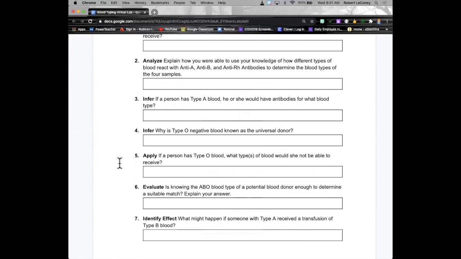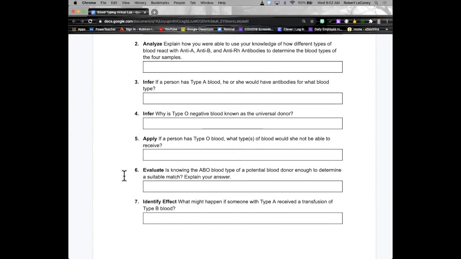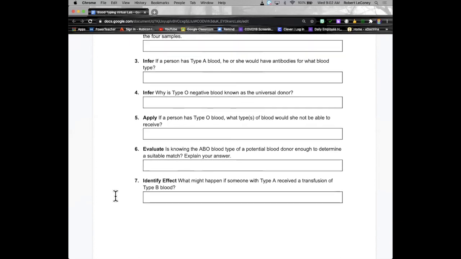Number 5, apply. If a person has type O blood, what type or types of blood would she not be able to receive? If you are type O, what can you not receive? Evaluate. Is knowing the ABO blood type of a potential blood donor enough to determine a suitable match? Explain your answer. So, do we need to know any more information? If so, what information? Number 7, identify effect. What might happen if someone with type A received a transfusion of type B blood? So if you're type B and someone gave you type A, what would your immune system do?